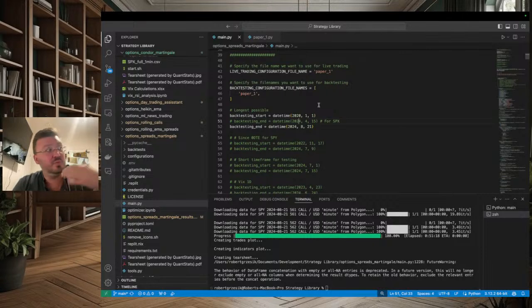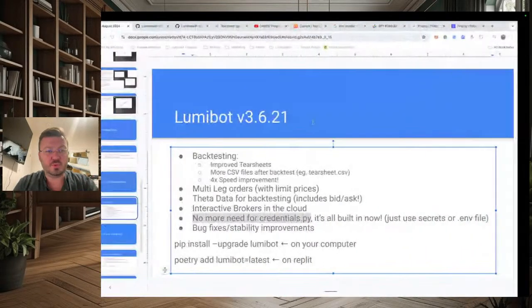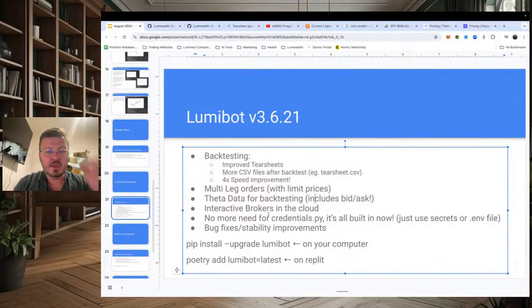So again, really trying to get more things through environment variables to make it a lot easier to run all this stuff, right? Okay, and then of course, as with any time, we had a lot of bug fixes and stability improvements. We've improved a lot of things with multi-leg orders, with Interactive Brokers. We've made a lot of things improved in terms of stability and bugs.